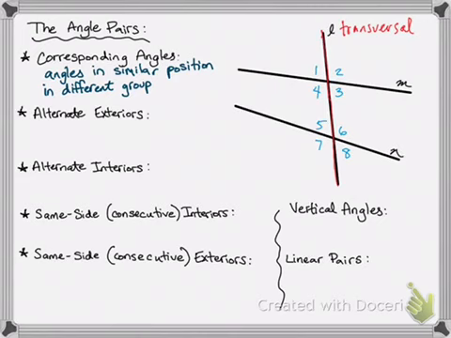And looking over here at our example, we could say that maybe angle 1, since he's kind of in the top left of his group, would correspond with angle 5, who's kind of in the top left of his group of angles. So for our example, angle 1 and angle 5 are in the same positions, but in a different group. They're sitting on a different line there. So corresponding angles would be angle 1 and angle 5.